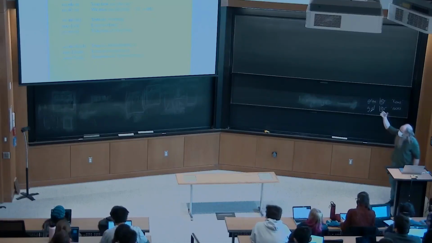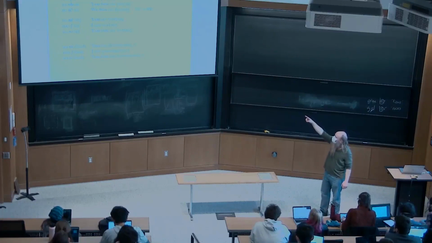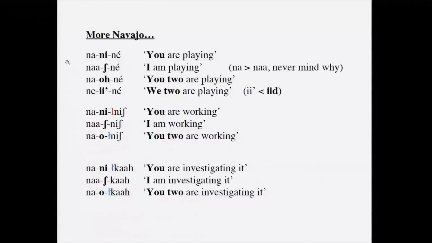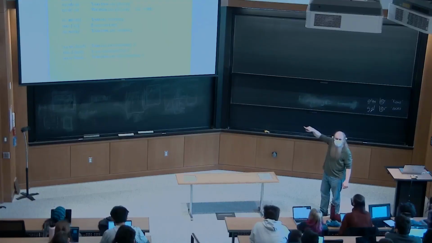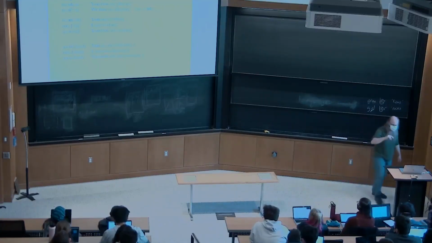The reason I'm doing these particular prefixes is that you can see different things with the different ones. So if you add o, what happens is that the H goes away, but the distinction between the voiced L in work and the voiceless L in investigate also goes away. So work, we decided, starts with a voiced L. It's ulnish. But you two are working is naoshnish. So the H is gone, but that voiced L has become voiceless. It's naoshnish. And we're getting a voiceless L down there, and you two are investigating it is naoshka.